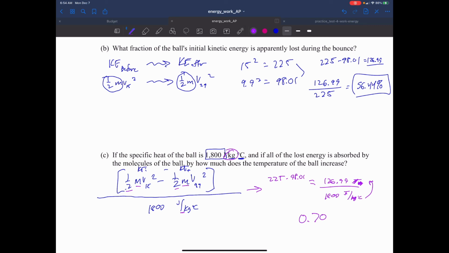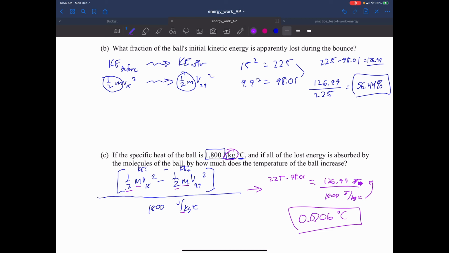Wow, 0.0706 degrees Celsius. Typically, you're not going to see a major increase in temperature when balls bounce. I mean, that makes perfect sense. It's not like balls get super, super hot when they bounce. But the loss of kinetic energy into frictional energy does create heat, so the surfaces do warm up.